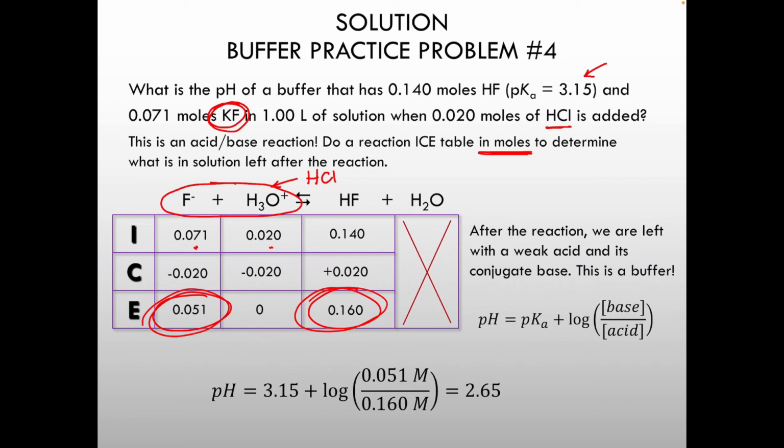Since it's 1 liter of solution, these values end up being our molarities, even though they were moles in this ice table. So we can plug those in. Our conjugate base will go on the top, and our weak acid will go on the bottom. If you look, we have more of our weak acid than we do of our conjugate base. Therefore, our pH is coming out more acidic than our pKa.